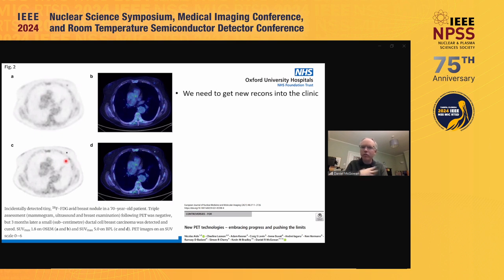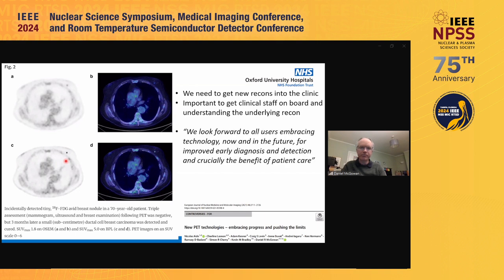So in my view, we also need to get these new reconstructions out into the clinic. I think it's important to get clinical staff to understand how these algorithms work, and to understand the benefits of using them. I think what hasn't worked in the past is algorithms being presented as, this is what you have to use, just use it. People in the clinics need to understand where the algorithms come from, what the advantages are, what the disadvantages are, where it can go wrong. I think that really helps with them implementing and using it and understanding its benefit.